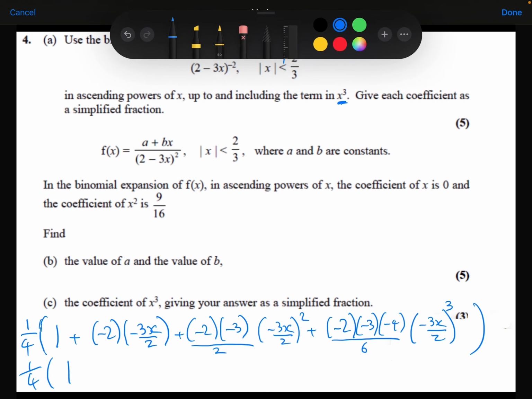Right, the first term was 1. Our second term is minus 2 times minus 3x over 2. So the two negatives make a positive, and the 2s cancel out, and I'll just get 3x. Right, our next term, minus 2 times minus 3 is plus 6, divided by 2 is 3. Then we're going to multiply that by the minus 3x over 2 squared. So the minus 3x over 2 squared would be positive 9x squared over 4, which when multiplied by that 3 would give 27x squared over 4.